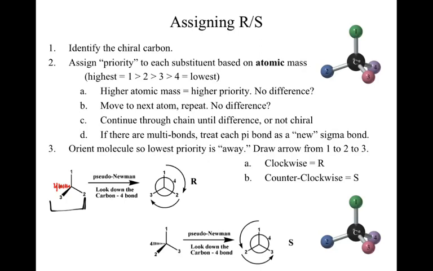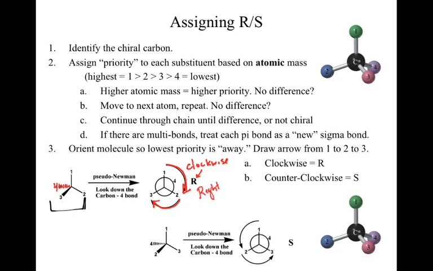Once it has been oriented in that fashion, you will then connect using kind of an arc your arrows or your numbers 1 to 2, 2 to 3, and look at the direction in which you're rotating. In this case, we are rotating clockwise. Clockwise is assigned this R signifier. Okay, R for right.